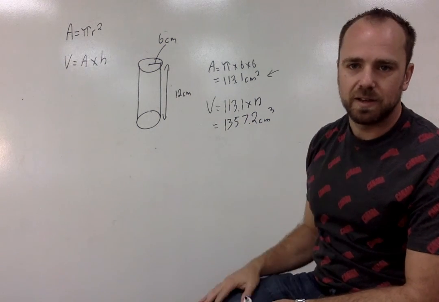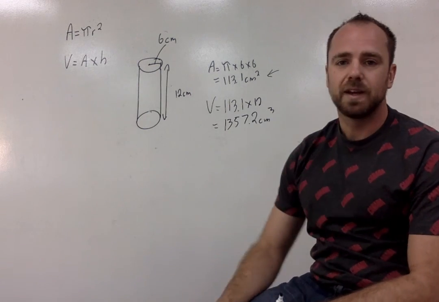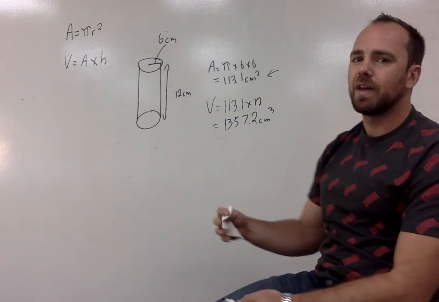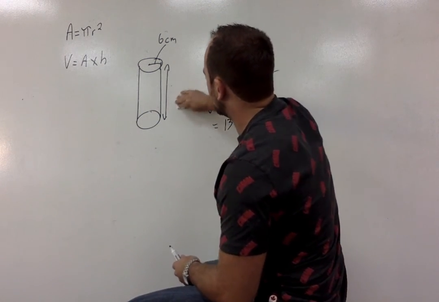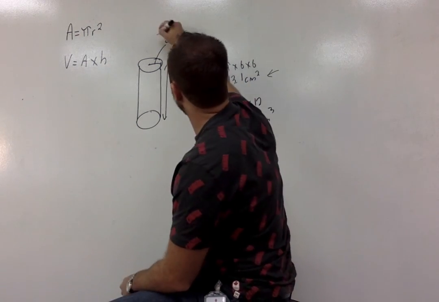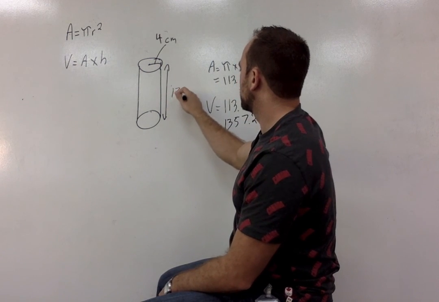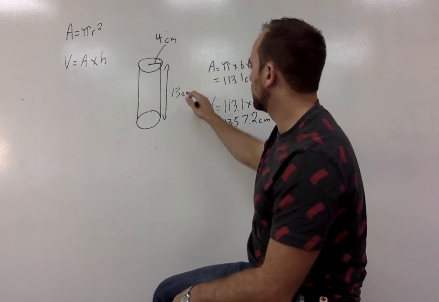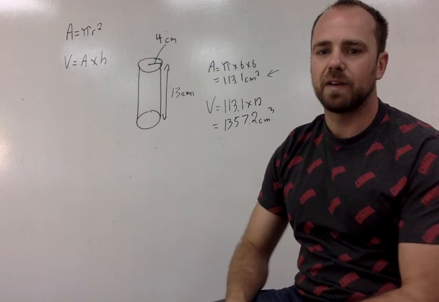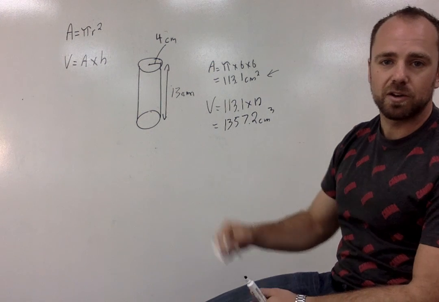Now, that is an example. I'm going to put another one on the board, and I'm just going to change the numbers. You can pause the video. I want you to practice this one, and then you can go on. If I change my radius to 4 and my height to 13, I'll give you a little bit of time to calculate it, and then I'll answer it. So pause it right now, and then I'm going to go through the math.